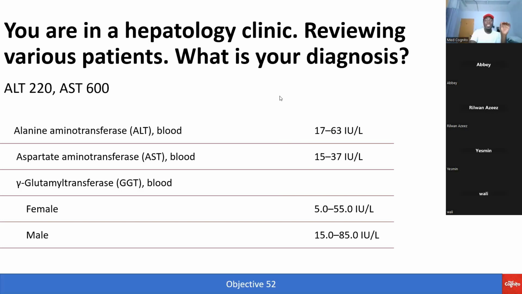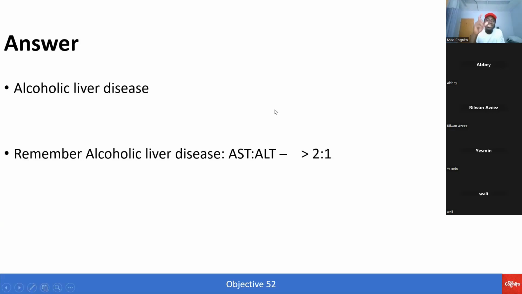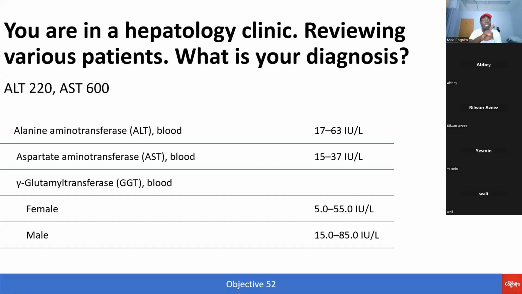So please, guys, are you seeing the way we are going through it? I'm just bringing up all these things. Dr. Tasman is surprised that green tea can cause abnormal liver function. Yes, it can cause abnormal liver function. Okay, good. So the answer is alcoholic liver disease. And the reason is because remember that alcoholic liver disease gives you an AST to ALT ratio of more than 2:1. So that's why we said that the AST was 600, the ALT was 220. That is almost a ratio of 3:1. So that passes the 2:1 ratio.